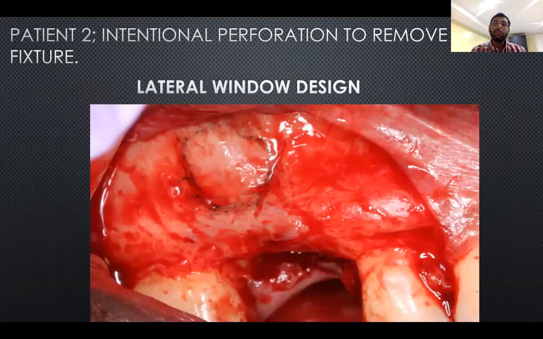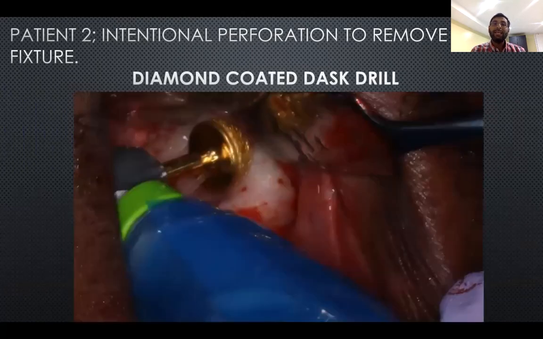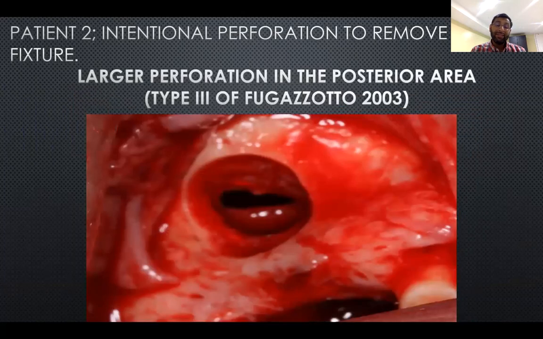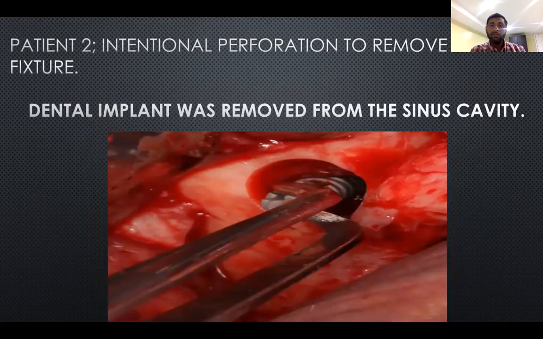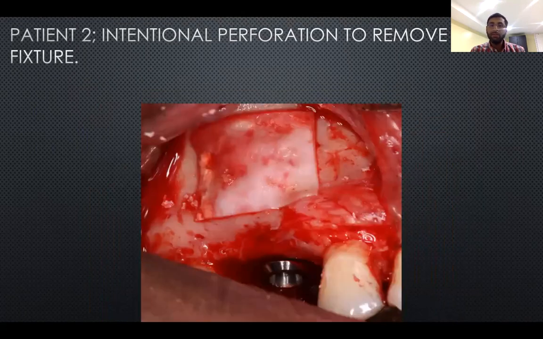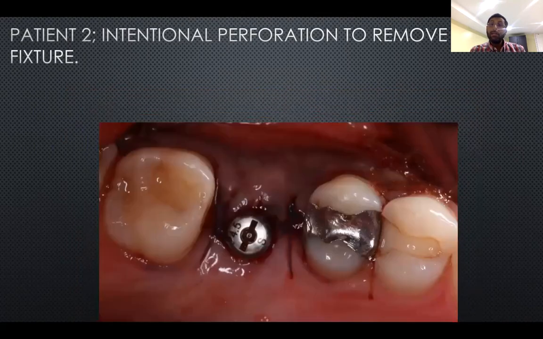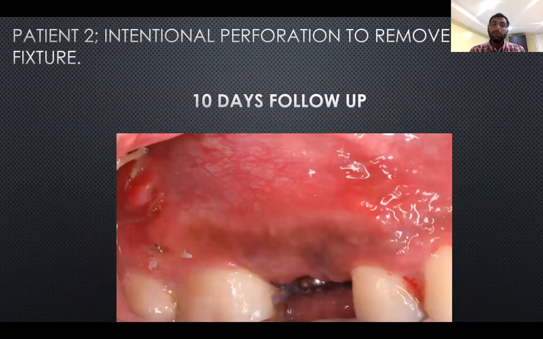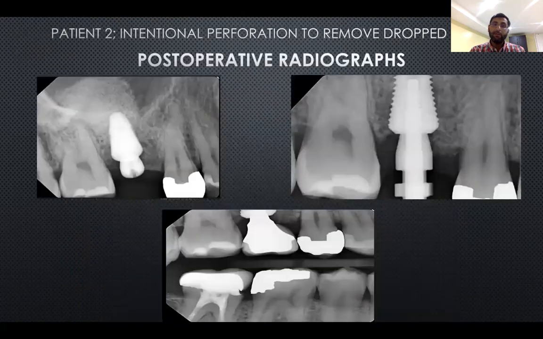dislodged into different positions. The osteotomy was made using a desk drill. Intentional perforation was made in order to remove the fixture. Fixture removed, and then we repaired the perforation, followed by placement of the graft material. A healing abutment was placed as there was enough height and sufficient remaining width. There's a final radiograph, followed by the final restoration in place.